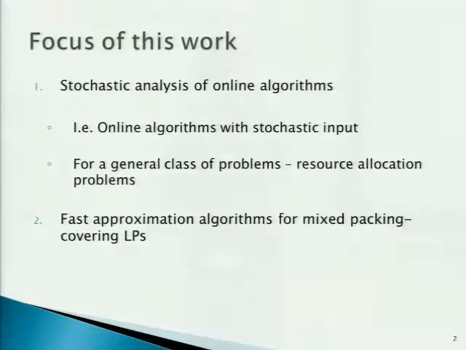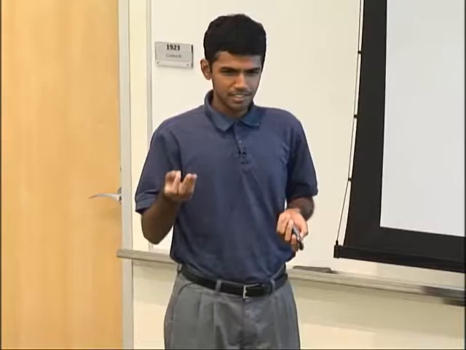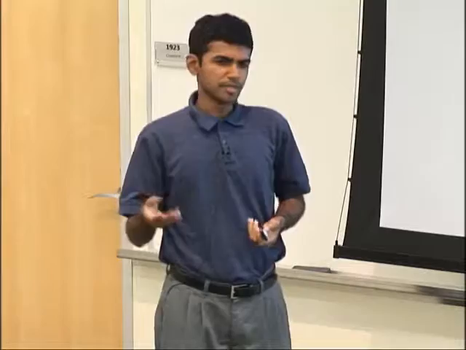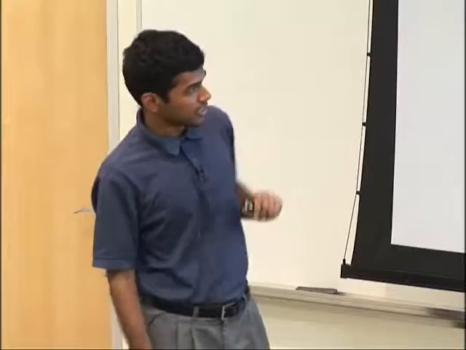Part one of this work is going to be on stochastic analysis of online algorithms, by which I mean online algorithms whose input satisfies some stochastic property. That is, the elements of input could be drawn from some i.i.d distribution, or could be picked by some adversary, but they come in some random arrival, or some such stochastic property. And we do this analysis for a fairly general class of problems called the resource allocation problems, which I'll describe in a minute. That's the first part.